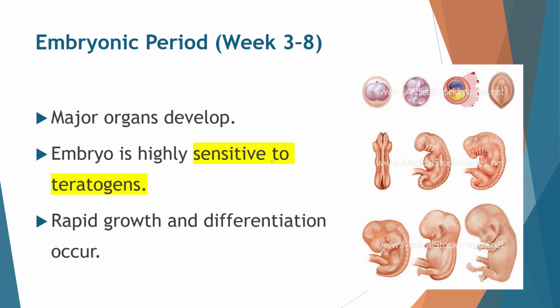So remember these important points. The embryonic period extends from week 3 to week 8. During this period, all the major organs begin to develop. The embryo is highly sensitive to teratogens, so this is the period with the greatest risk of congenital anomalies. Rapid growth and differentiation take place, allowing cells to become specialized and form different organs and tissues. So you can remember this stage with one simple sentence. The embryonic period is the period of organ formation and the period of highest sensitivity to harmful substances.